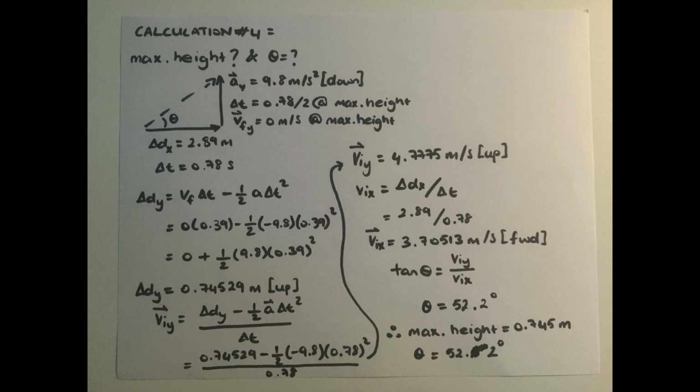Then I used that value as well as 0.78 and g and found my VIY. Then I used 0.78 and the range I measured to find VIX. By taking the inverse tan of VIY over VIX, I found the value of theta.